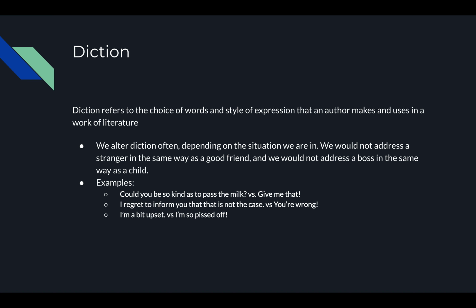For example, you could say, "Could you be so kind as to pass the milk?" Or you could say, "Give me that." You can see that the tone in the diction there is different, the choice of words. And when you alter the choice of your words, it gives a different meaning. So poets do this quite a bit. You can see the other two examples there. "I regret to inform you that that is not the case" versus "you're wrong." Again, the choice of words sends a different message. Or "I'm a bit upset" versus "I'm so pissed off."